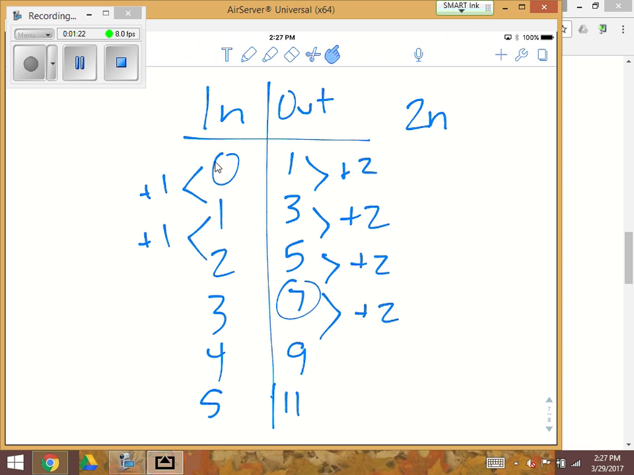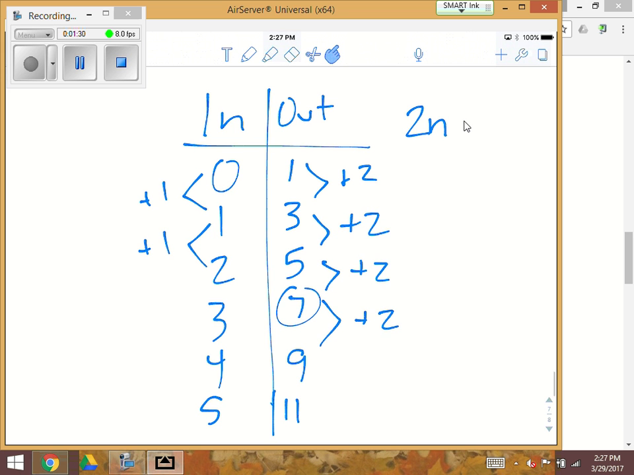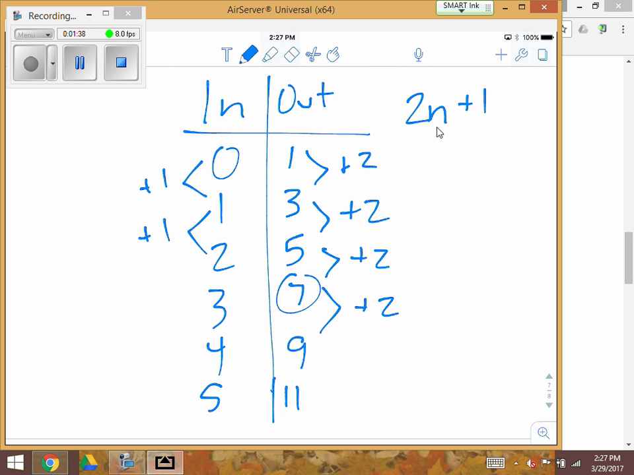So let's plug in 0. Well, 2 times 0 is 0, but I need a 1 there. So to make this work, I got to add 1. So now let's try it. 2 times 0 is 0, plus 1 is 1. Now let's try the next one. 2 times 1 is 2, plus 1 is 3. Okay, that worked, good. Okay, 2 times 2 is 4, plus 1 is 5.